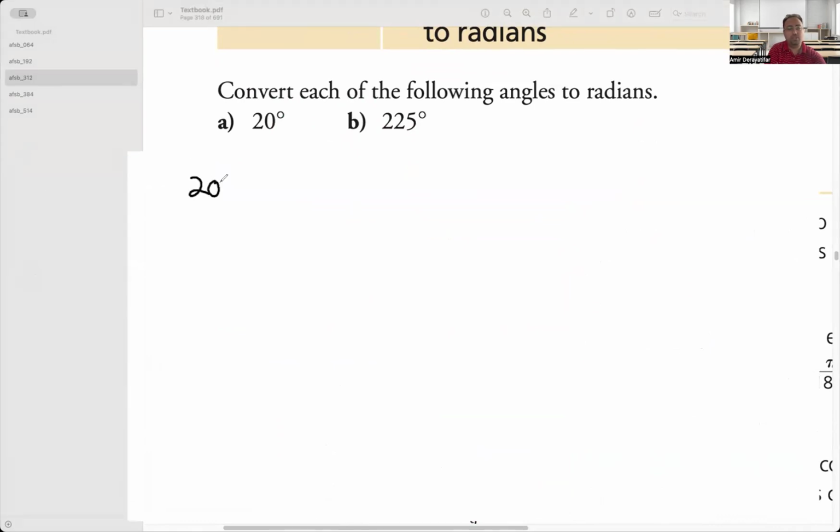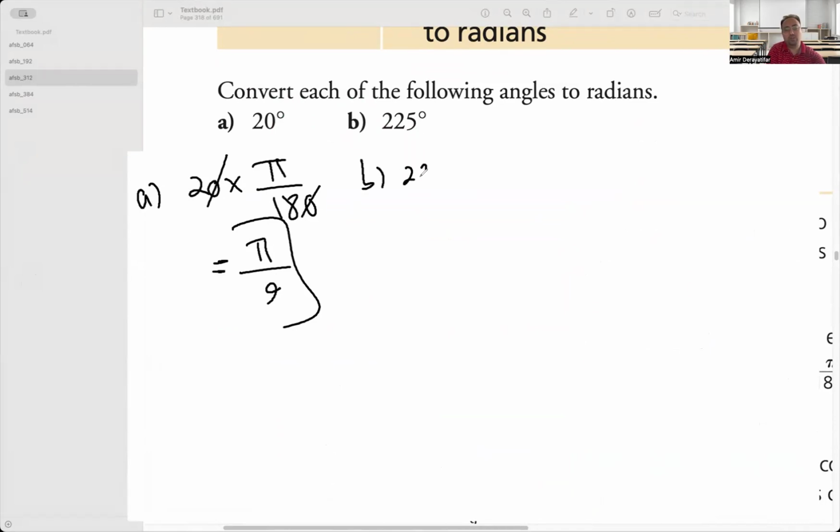This is pretty easy. So 20 degrees multiplied by pi divided by 180 would equal pi over 9, since the 0 and 0 cancel out. So pi over 9 radians. This is for part A. Part B, 225 degrees multiplied by pi over 180. And that would equal pi over, so 225 divided by 180. That is 5 pi over 4, right? So 5 pi over 4.